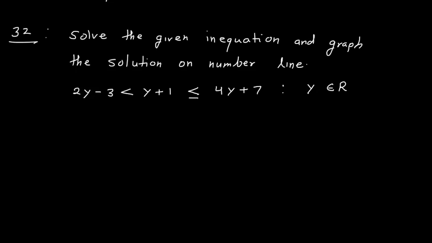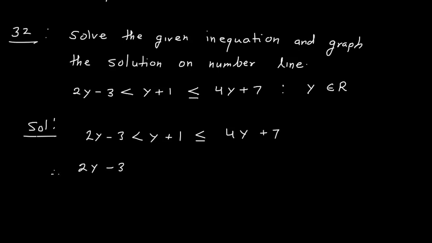Now here the problem is, solve the given inequation and graph the solution on number line. So the problem is exactly same as you did in question number 31. So you can try it yourself. Only in place of x we are using variable as y. So here I will say that 2y minus 3 is less than y plus 1, and this y plus 1 is less than or equal to 4y plus 7.